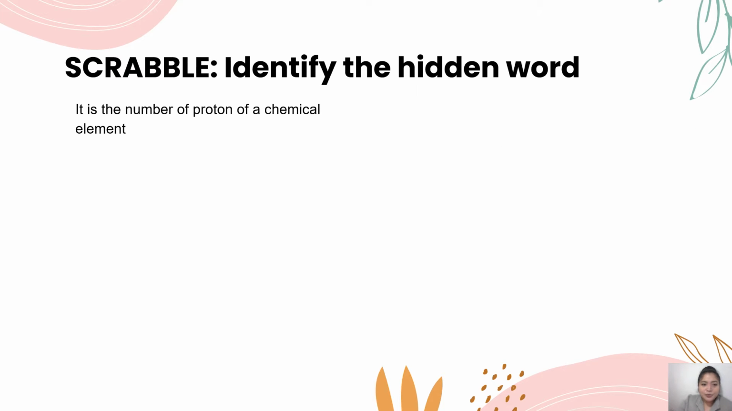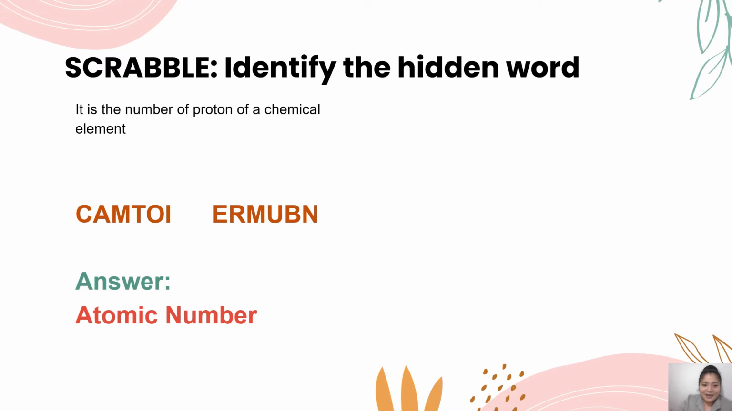So for our first one, the activity is the scrambled letters. So we are going to identify the hidden word. So we have here two words and we have a clue. It is the number of protons of a chemical element. So, did you get the correct answer? Okay, so let's see if your answer is the same as the one that is being posted in the PowerPoint presentation. Okay, so the correct answer is atomic number.